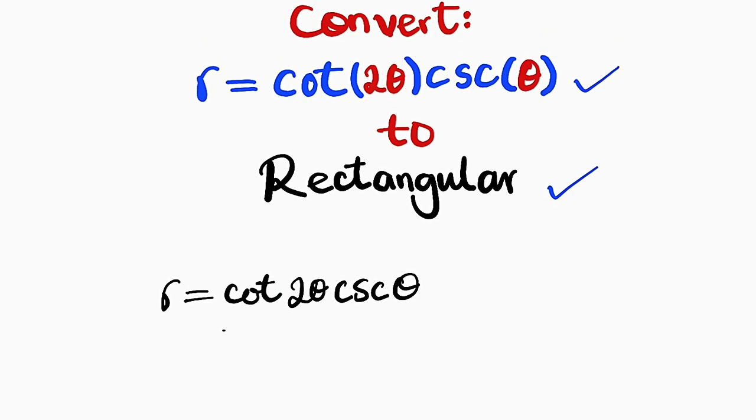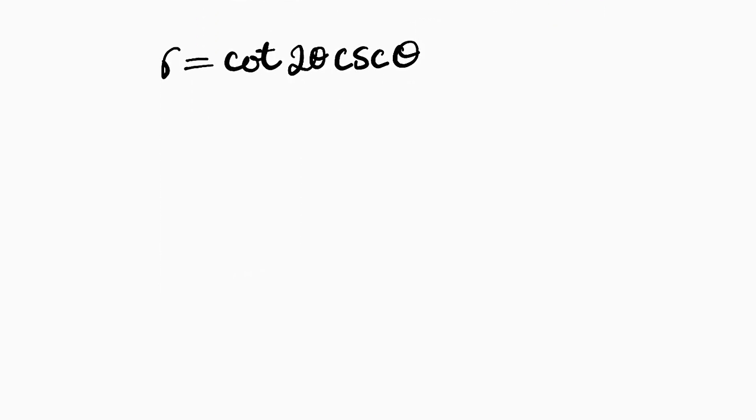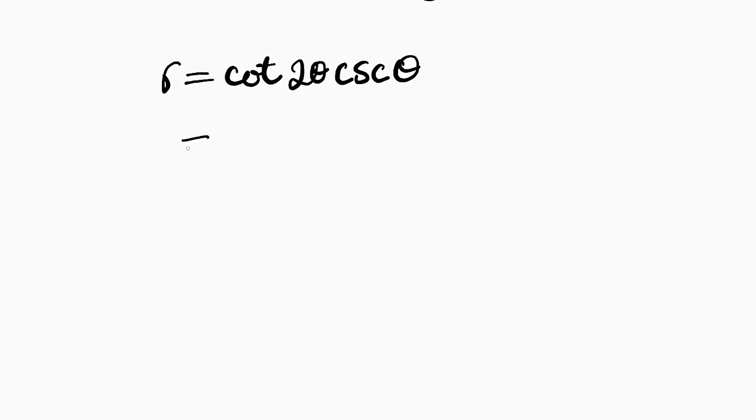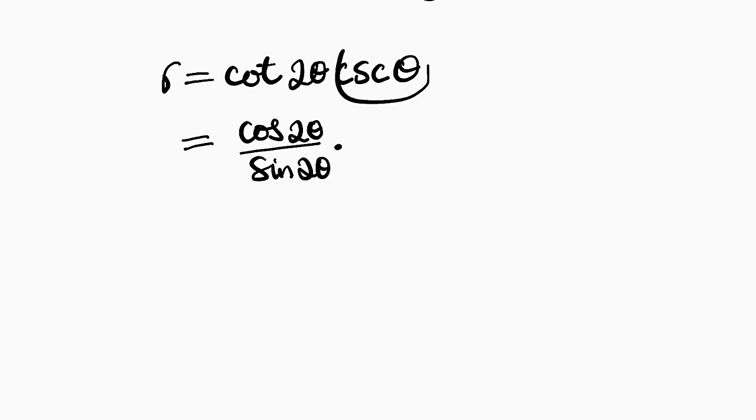You should know that cotangent is the same thing as cosine divided by sine. So we can rewrite this as cosine of 2 theta divided by sine of 2 theta, then multiplied by cosecant, which is the reciprocal of sine, so we can write it as 1 divided by sine theta.